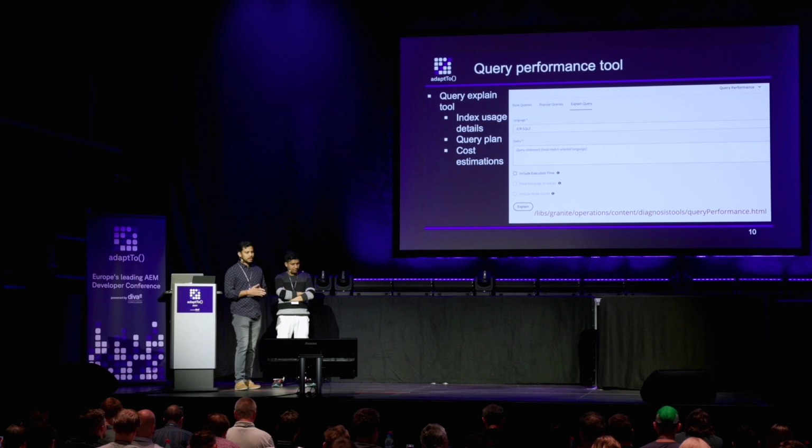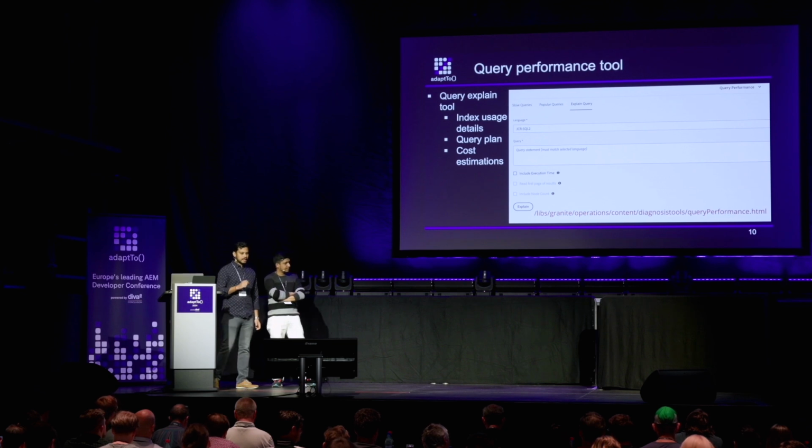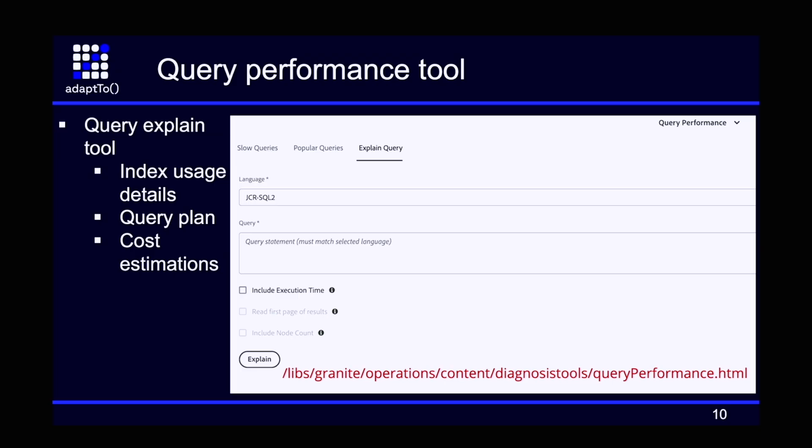It also tells you the query plan, so what constraints are being handled by the index and what are not. Then we have one cost estimation, which is used to figure out which index this query should pick so that you can get results in minimum time. This query performance tool can be accessed via the URL mentioned on the slide for 6.5. And for AEM as a cloud service, you can access it via developer console.